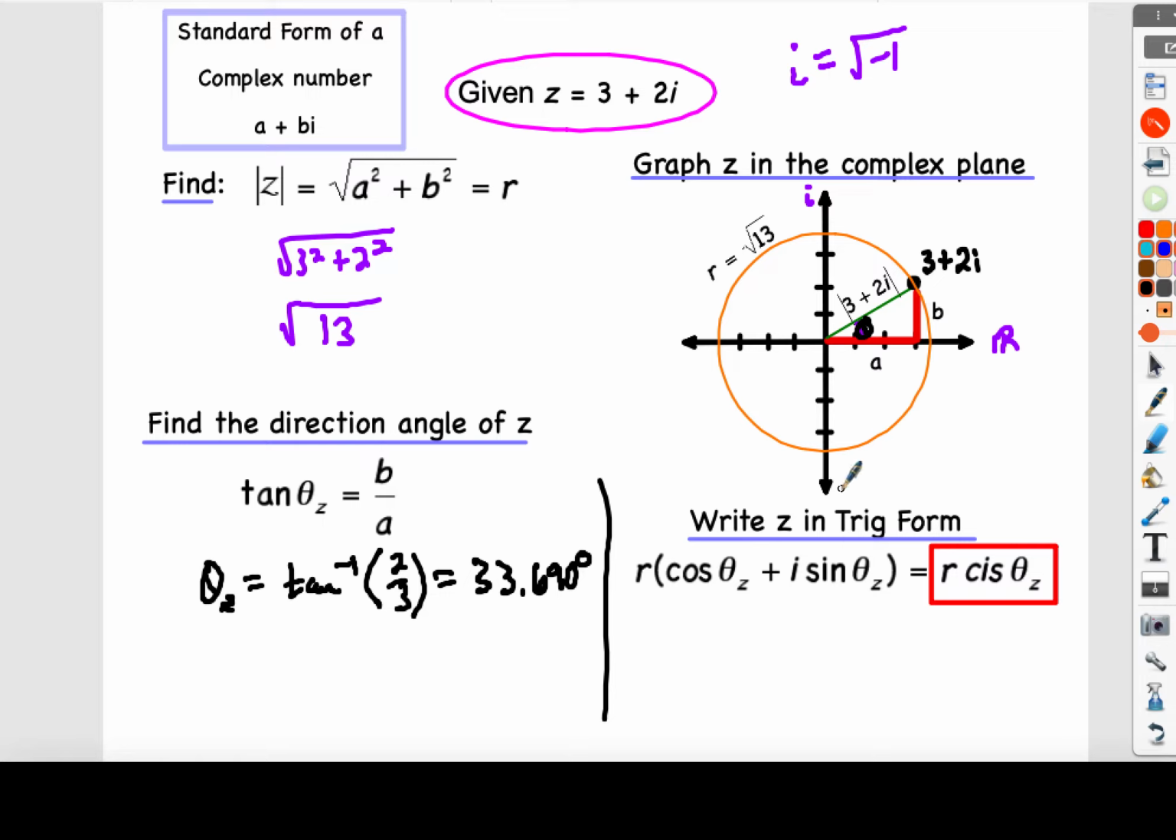So let's go ahead and write down our formula. Let's go ahead and use the shortcut method. We would just say root 13 CIS, right? Cosine plus i sine of our angle, 690 on there. And that's how we would write a complex number in trigonometric form.